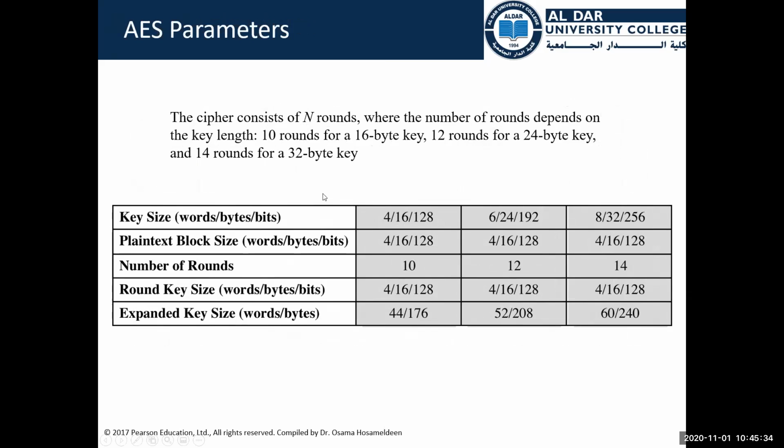Here we have different types of AES. Actually, we will take the first one, which is 4 words, 16 bytes, and 128 bits. You can see we have different types of AES, but for simplicity, we will study the first one only, which contains four words. These 4 words, or 128 bits, are the input for the AES algorithm. The number of rounds is 10, the key size is 4 words, 16 bytes, 128 bits, and the expanded key size is 44. So we will create 44 subkeys.